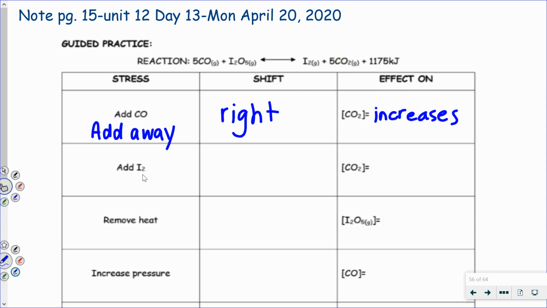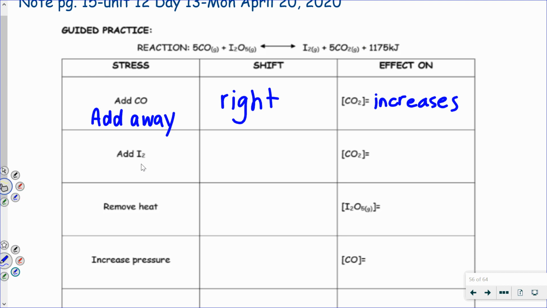Second stress, add I2. So this is increasing a concentration. So remember, concentration and temperature, you can use the add away. So I'm adding away. That means when I add something, my arrow should shift away. So I'm adding I2, so I'm going to put a plus over the I2. I know my arrow needs to shift away from what I just added. So my arrow is going to point away from that, which is to the left.